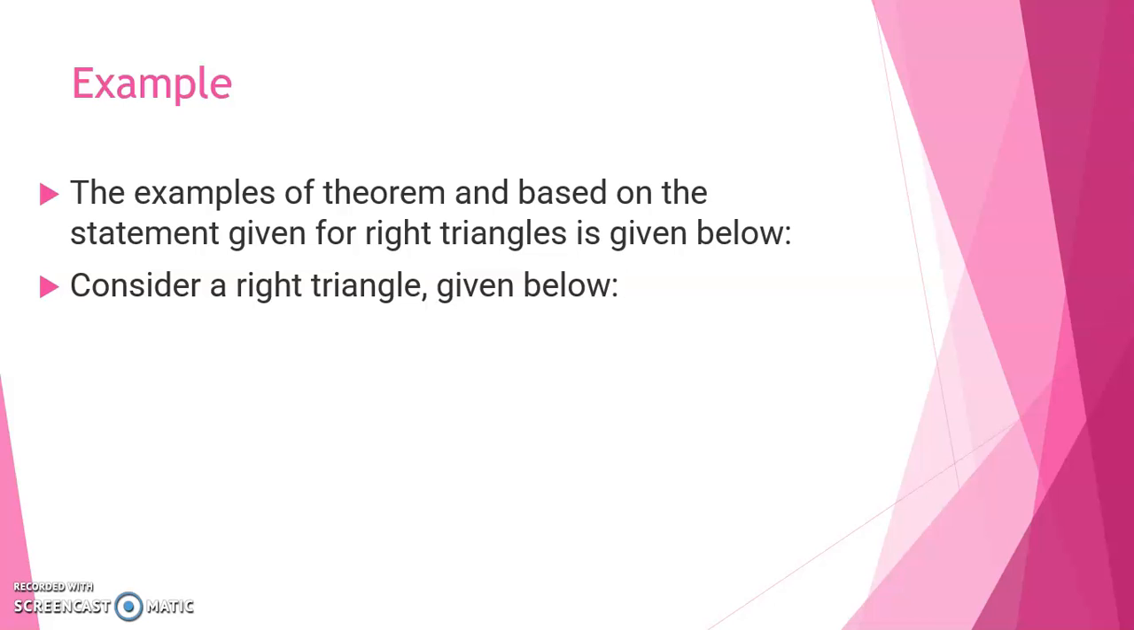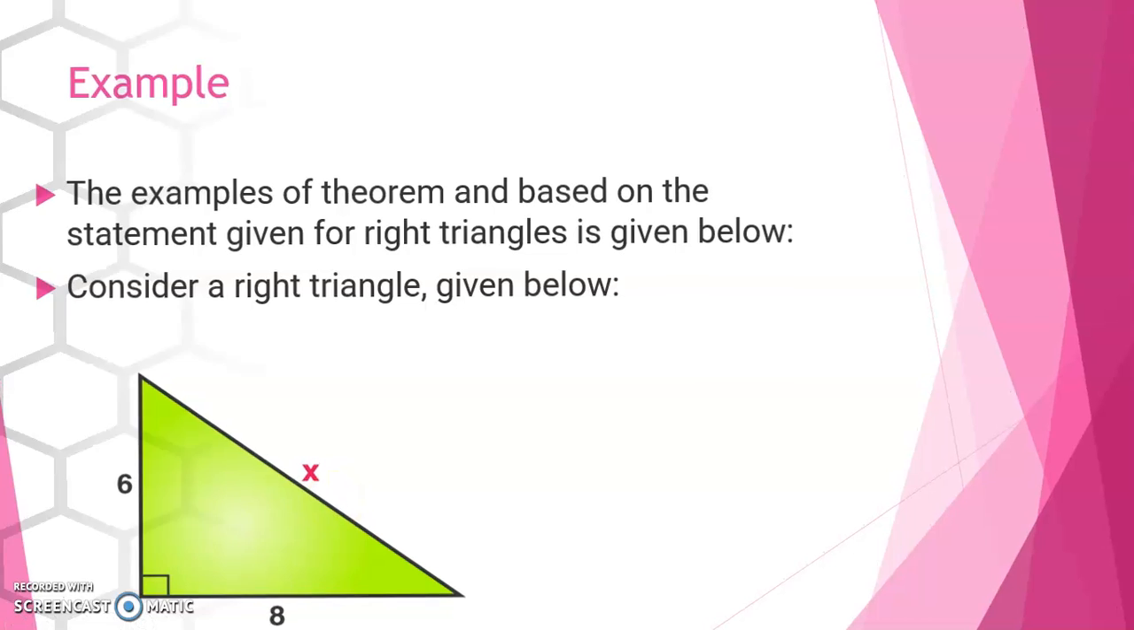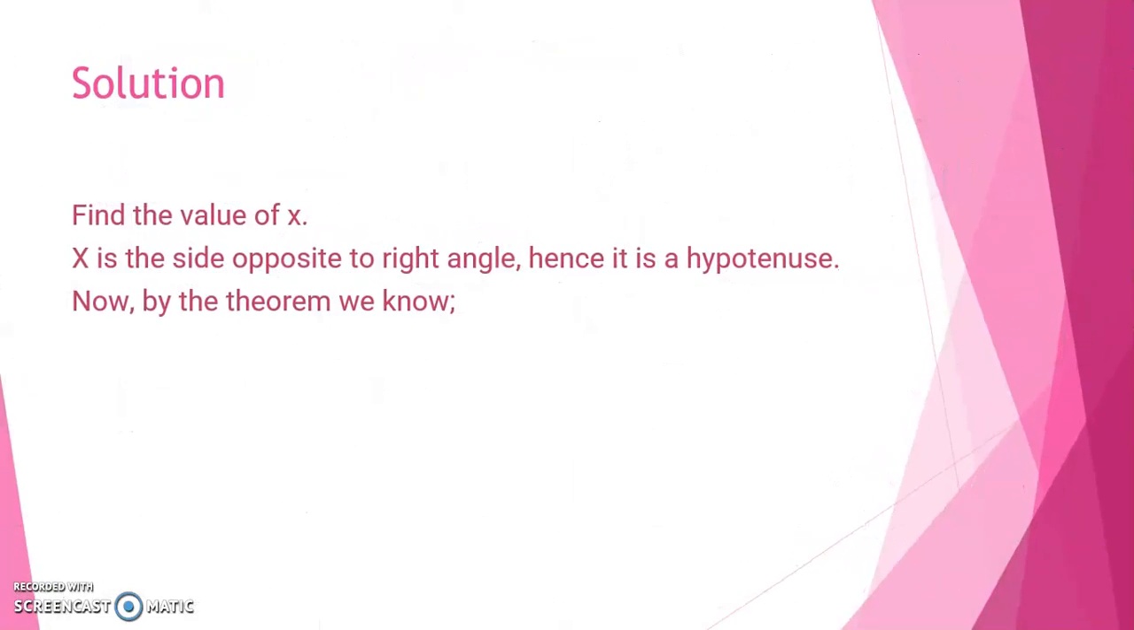Based on the statement given above, let's consider the right-angled triangle given below. 6 is the perpendicular, 8 is the base, and x is the hypotenuse, which is the unknown. Using Pythagoras theorem, we have to find x, the hypotenuse.